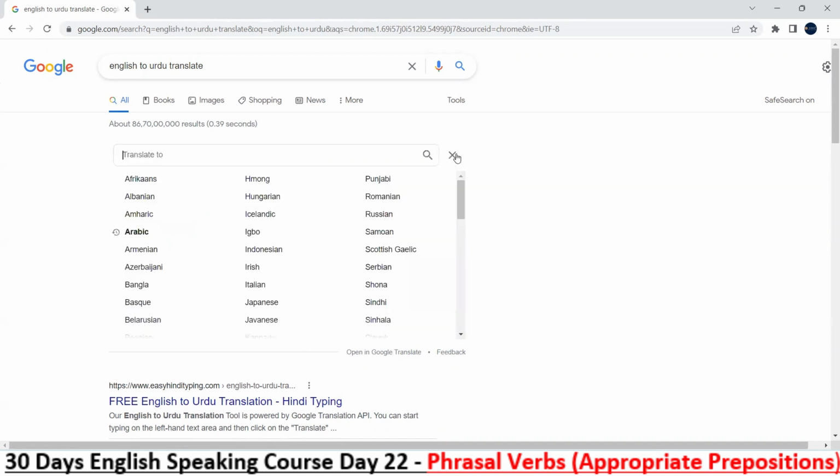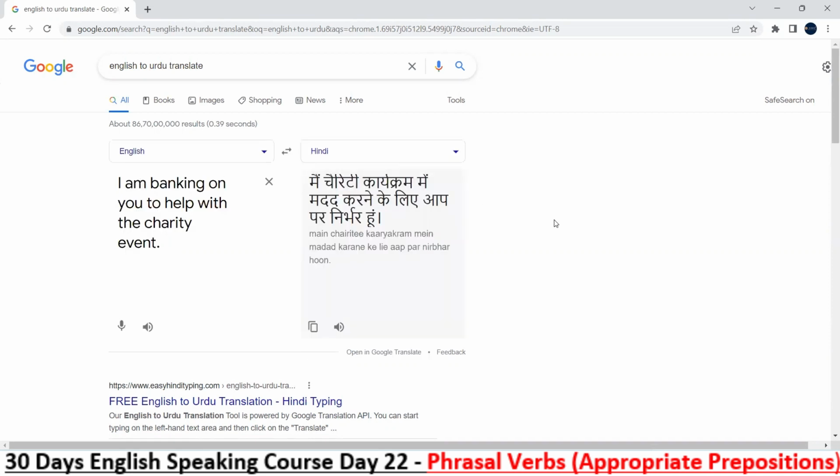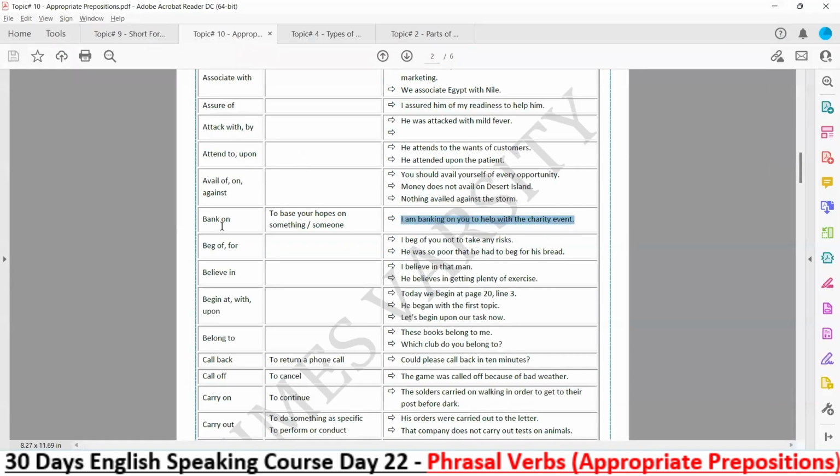Look at the Hindi translation. मैं चैरिटी कार्यक्रम में मदद कराने के लिए आप पर निर्भर हूं. So you see the banking on or bank on is like nirbhar, depend. All right. Look at the meaning. Bank on, to base your hopes on something or someone. I'm banking on you to help with the charity event.